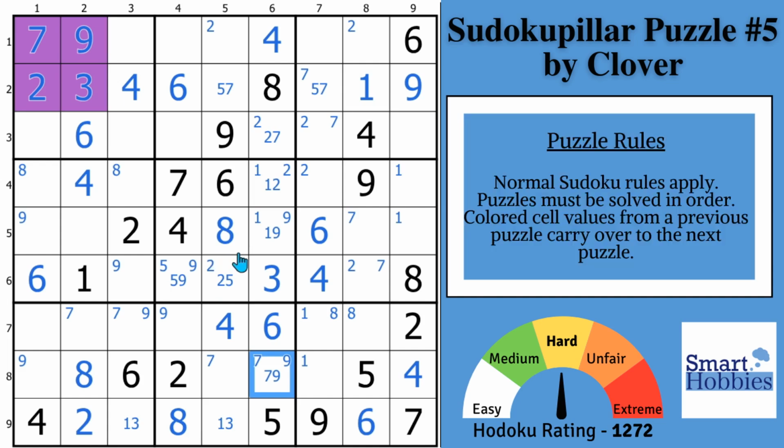So look at the impact here now on the row, column, and the block.